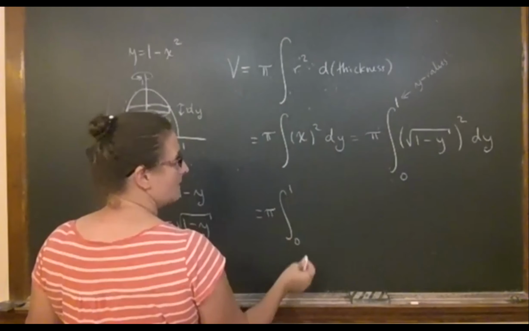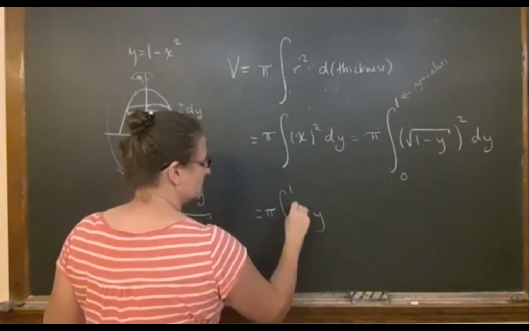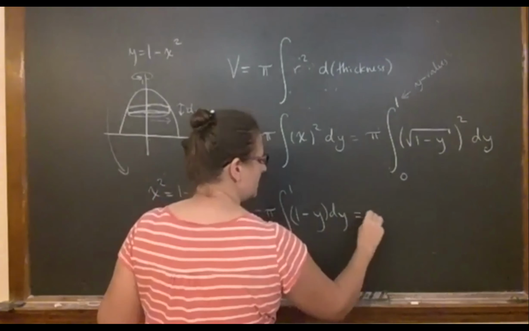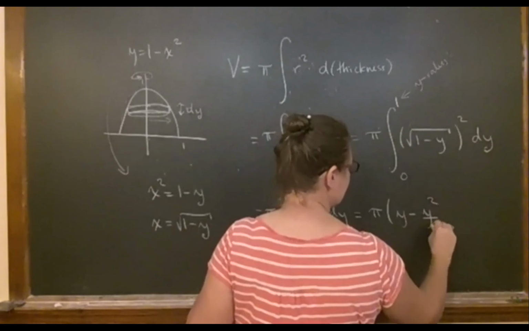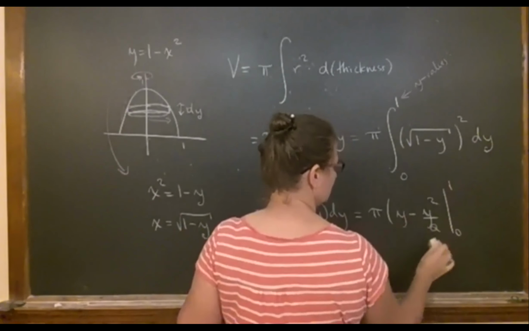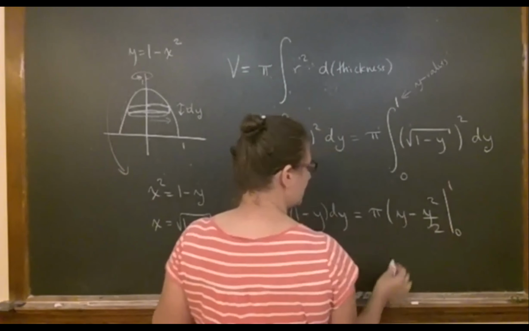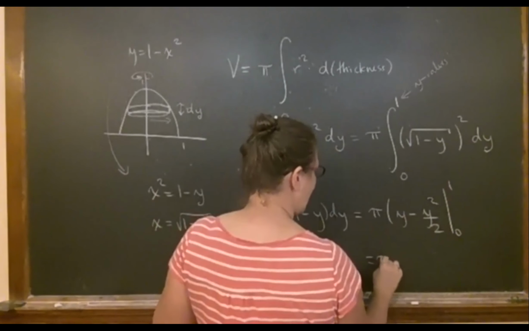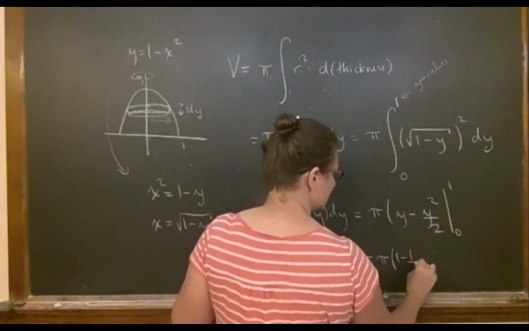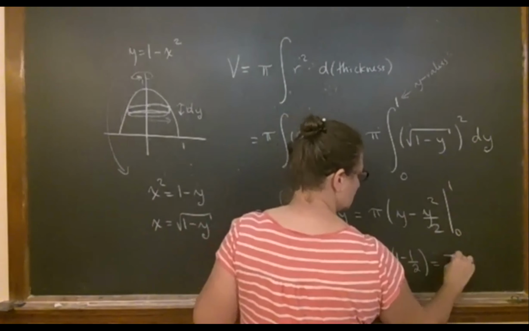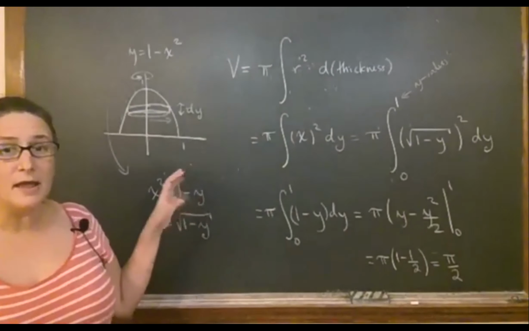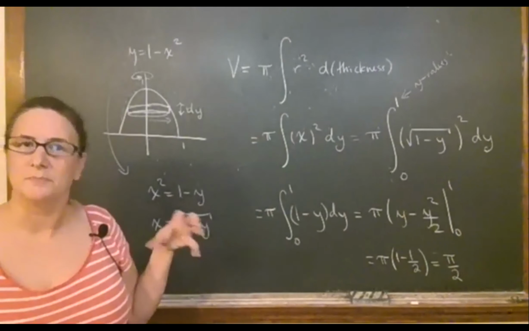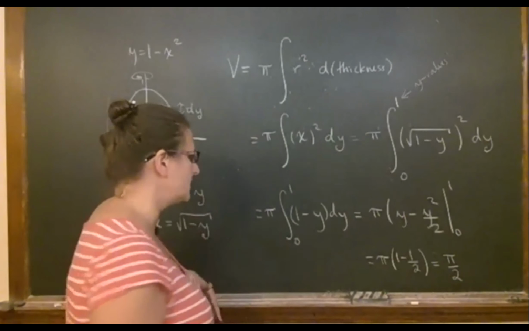Then this isn't hard once I have this set up. I'm just going to bang this through here. I've got 1 minus y dy. So I integrate, I get this. Evaluate from 0 to 1. I've got pi times 1 minus 1/2 minus 0 minus 0. So I have pi over 2. So the volume of that solid turns out to be pi over 2.